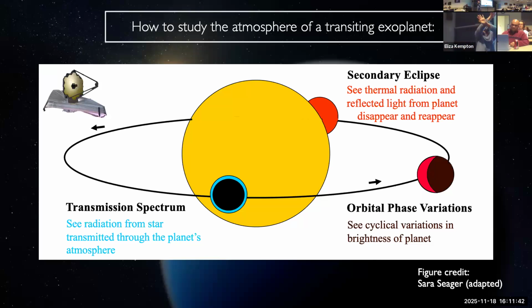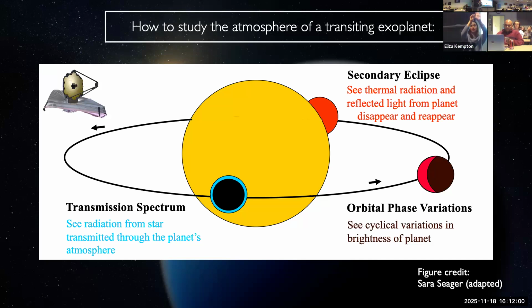So first, let's think about the secondary eclipse. Now we're observing with JWST, so in the infrared thermal emission, when the planet disappears behind its host star and then reappears, that gives us a differential measure of the thermal emission from the planet's day side.